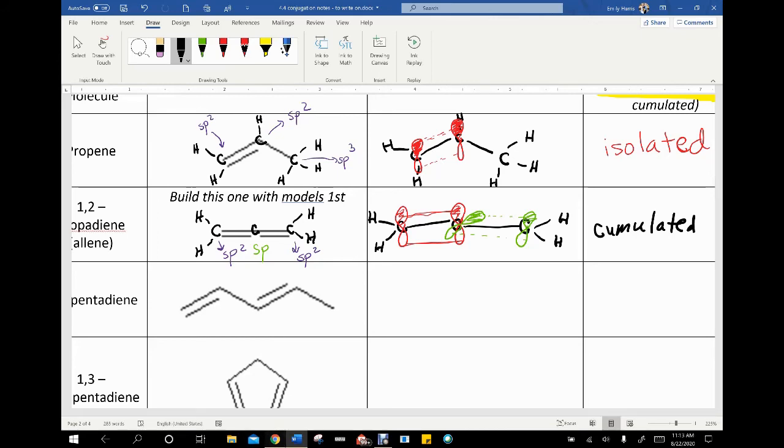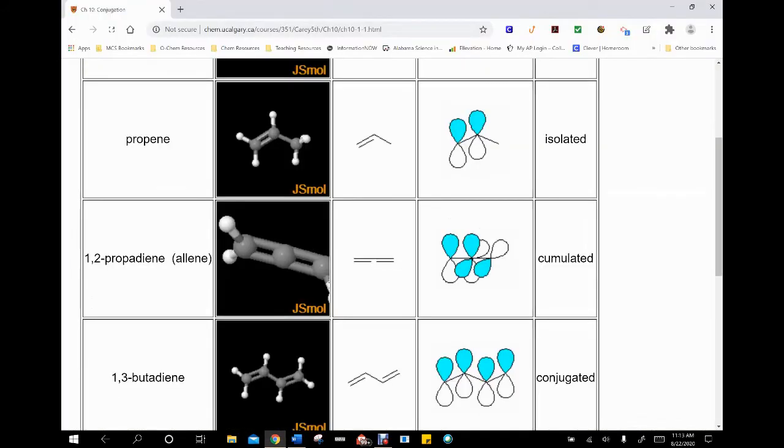And so to show what that looks like here, you've got a little better picture of where you've got one interacting set of p orbitals doing their interaction up and down, and the other set doing it side to side. So it's cumulated there right on that center carbon, since it has two unhybridized p orbitals due to its hybridization.